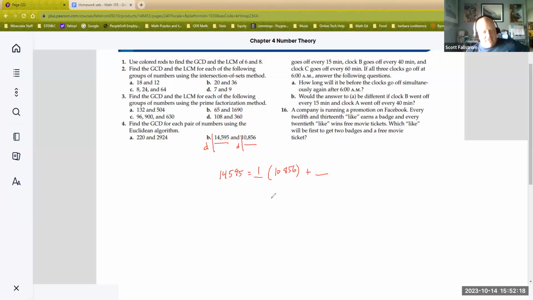And so now I use my calculator to do 14,595 take away one group. So clear, 14,595 minus one group of 10,856. And that leaves me here with 3,739. Okay. Now, what do you do with those? You bring them down and you repeat.